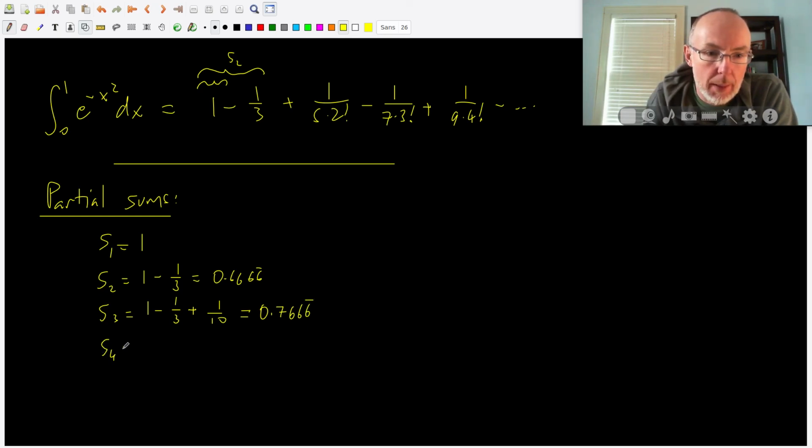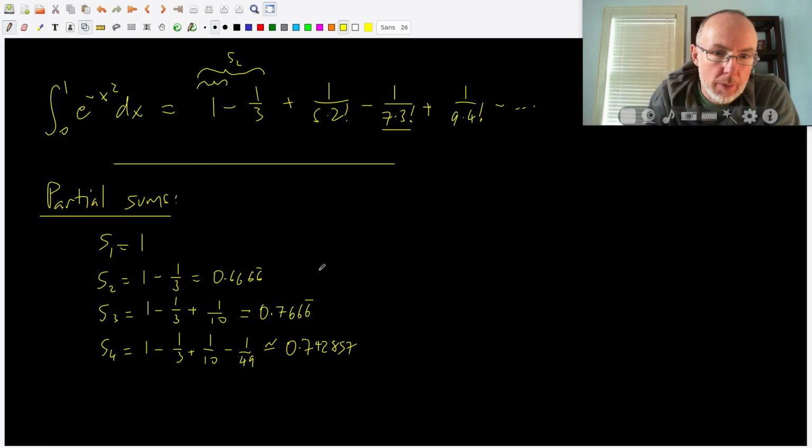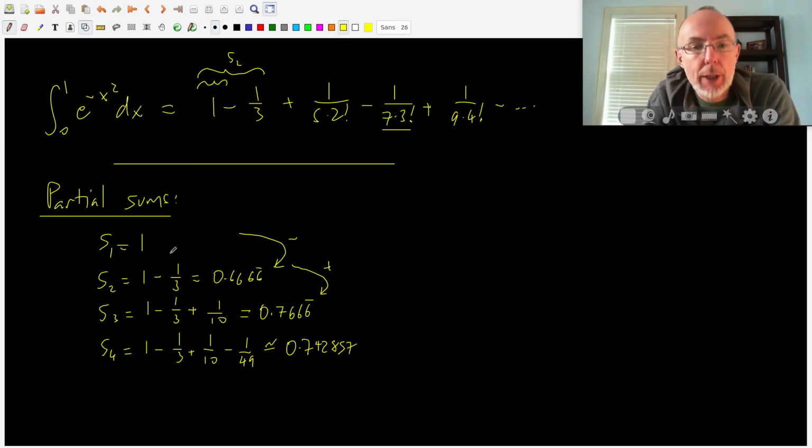And then the fourth partial sum is just going to subtract a 49th, because 3 factorial is 6 times 7, and that's going to give us, well, and look what's happening with these. This is an alternating series, so we start with 1 and then we subtract something. We subtract a third, but then we add on a 10th. So each time we subtract, we make it smaller. Each time we add, we make it bigger, obviously, but each event is a smaller change, right?